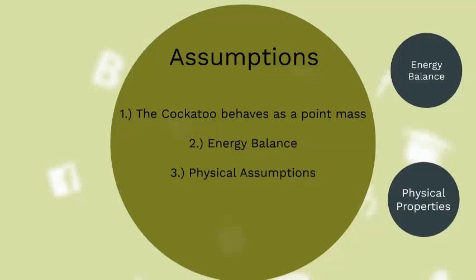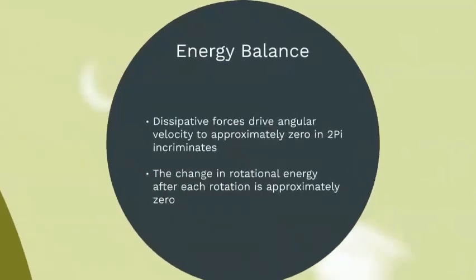There are some assumptions in our model that we need to address. First, the cockatoo behaves as a point mass throughout the system. Also, dissipated forces drive angular velocity to approximately 0 in 2 pi, or full rotation, increments. When this happens, the change in rotational energy after each rotation is approximately 0.